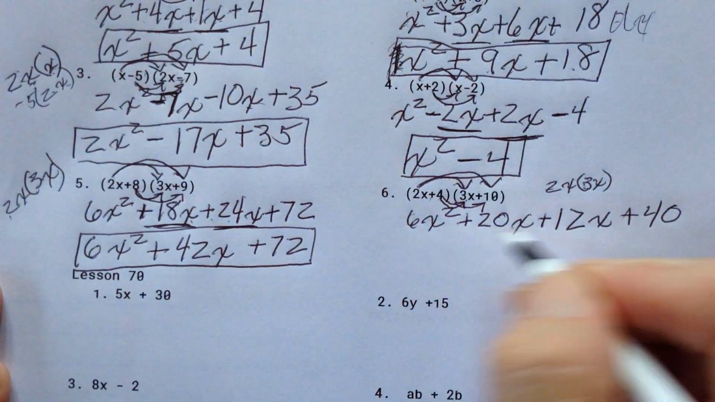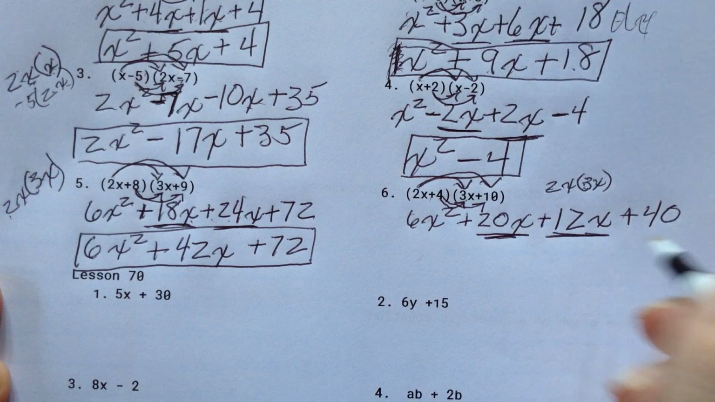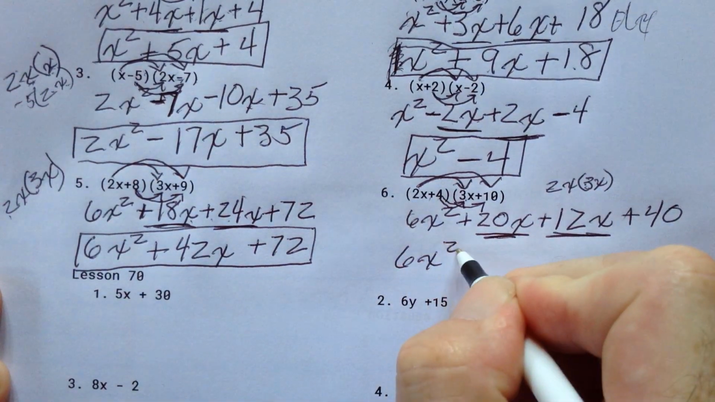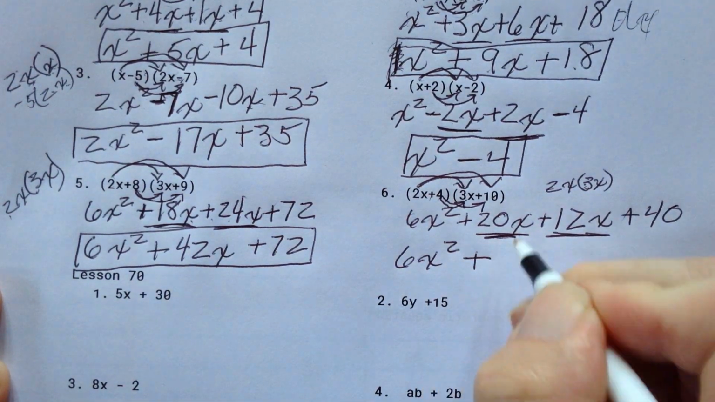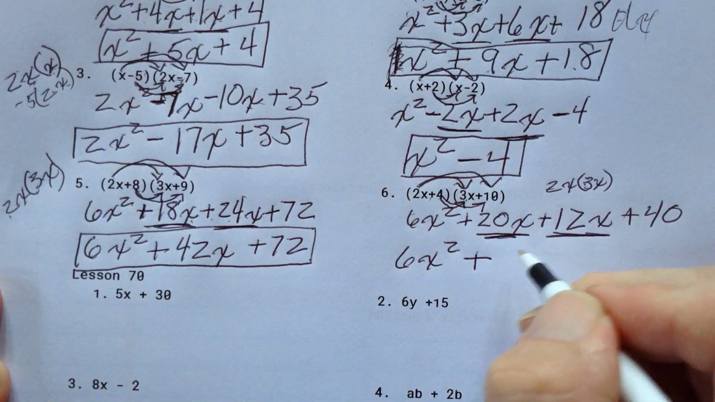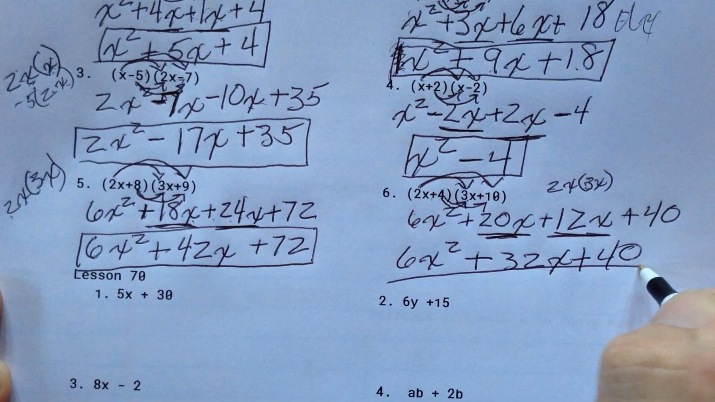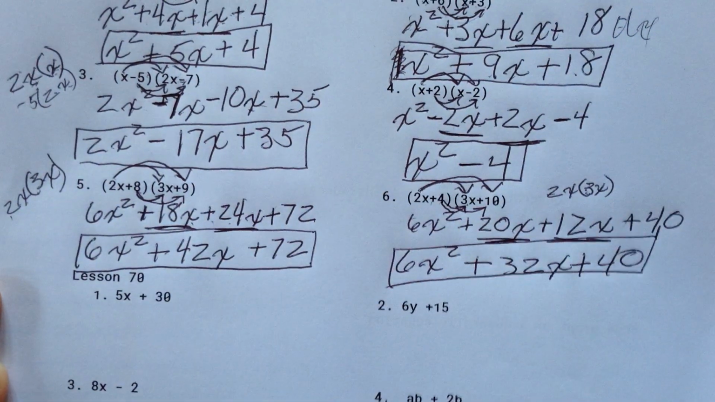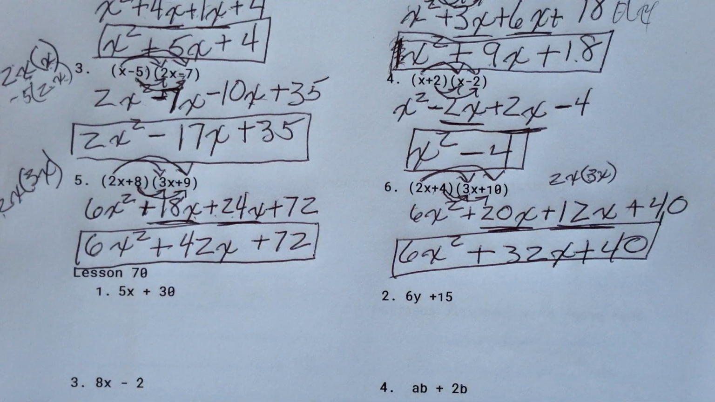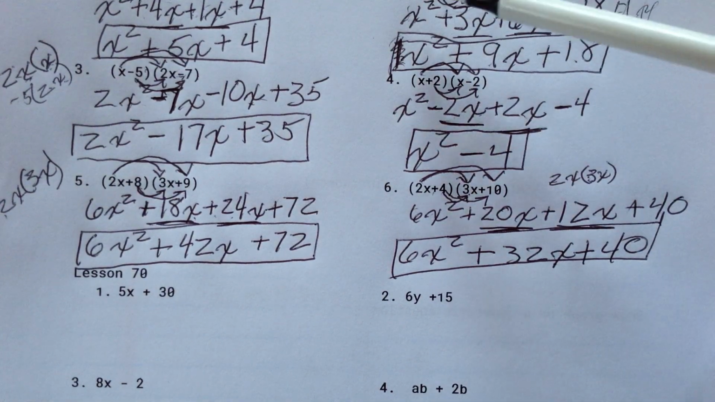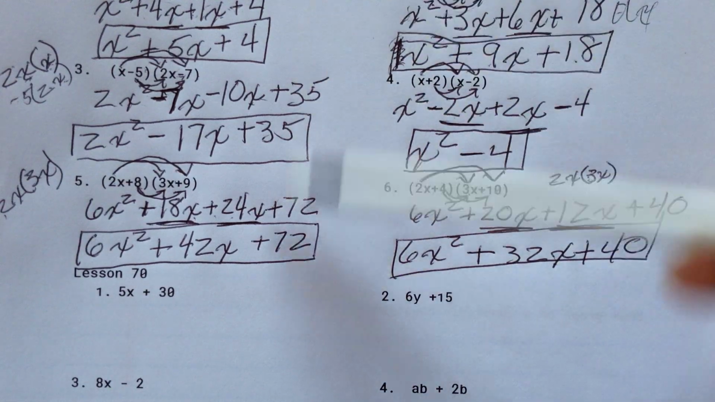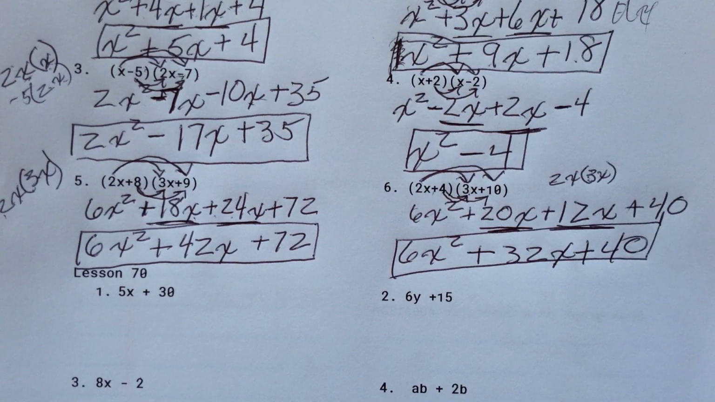So what's next is, let's add the like terms: 6x squared plus 20x plus 12x is 32x, plus 40. So that would be the answer. Okay, so hopefully from past lessons learning about the distributive property, this is pretty simple. Go ahead and give the rest a try in the book.